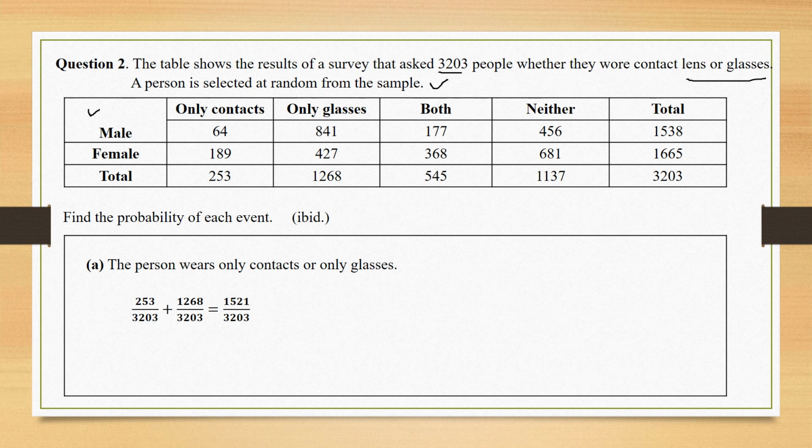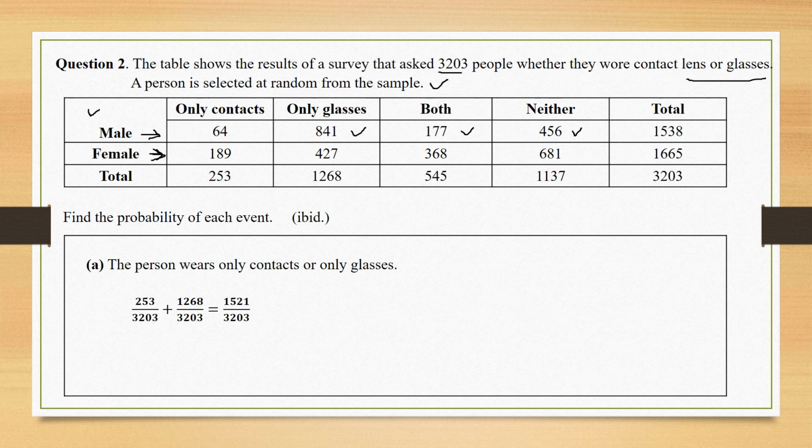For example, in terms of male and female, some of the male students wear contacts, some of them use glasses, some of them use both, and 456 use neither. They don't use any type of contacts or glasses. Similarly, row 2 is for the female students.